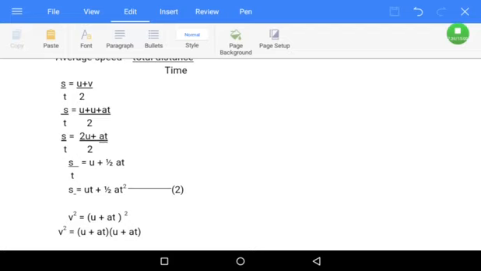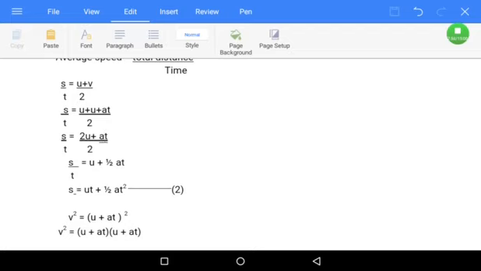Okay, now look at this. If I divide this by 2 and this by 2, if I have 4 plus 8, everything over 2, that can be given as 8 over 2 plus 4 over 2. So if I divide evenly by 2, 2u over 2 gives me u. Then at over 2 gives me half of at, which is half at. And I still have my t here.